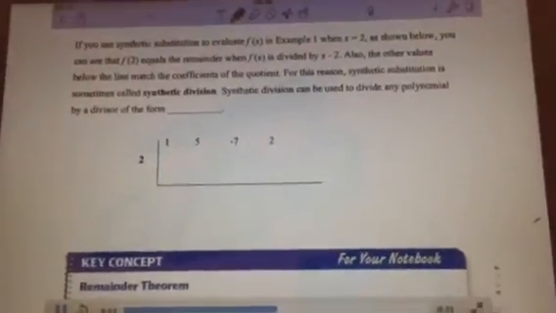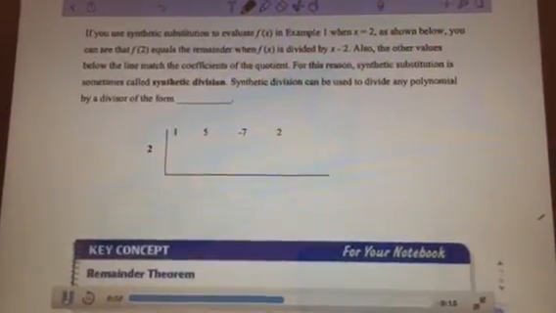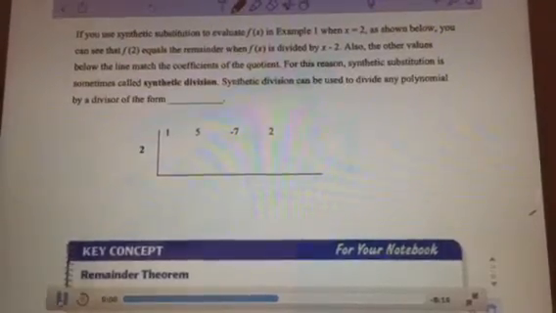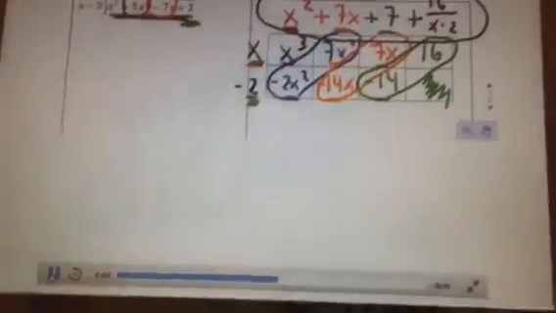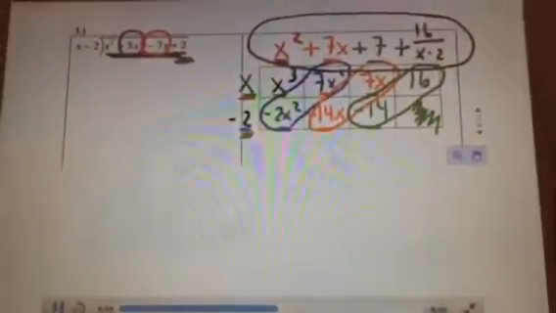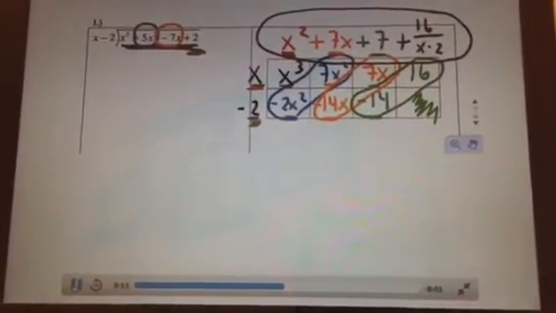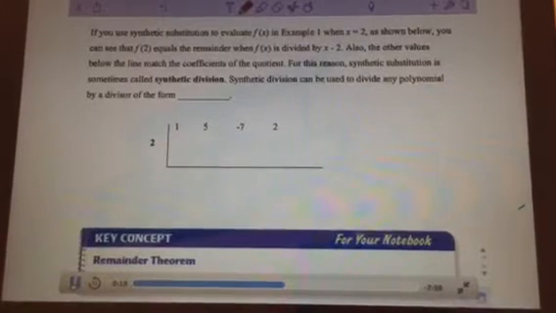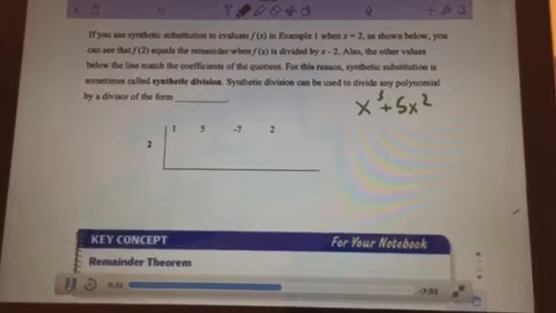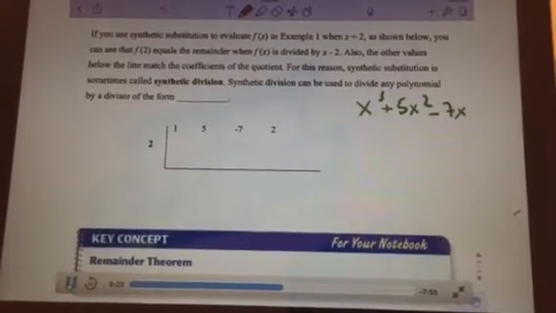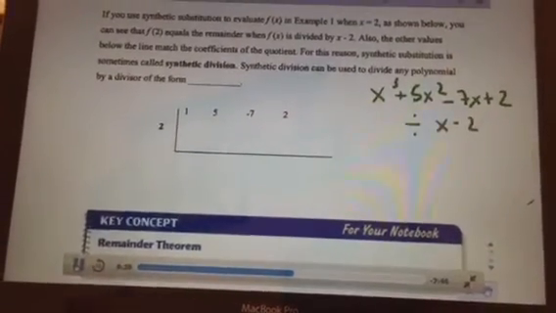So there's a third way to divide polynomials, and that's using the synthetic substitution process that we learned last week. It turns out that if you take example 1, so let's go back and see what example 1 was. We had x cubed plus 5x squared minus 7x plus 2, and we're dividing by x minus 2.